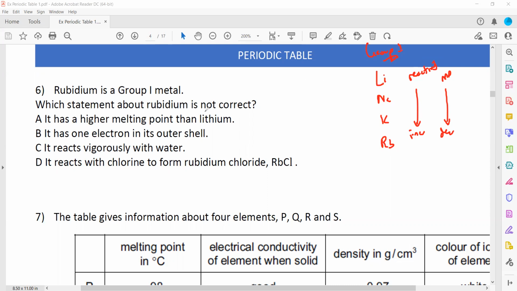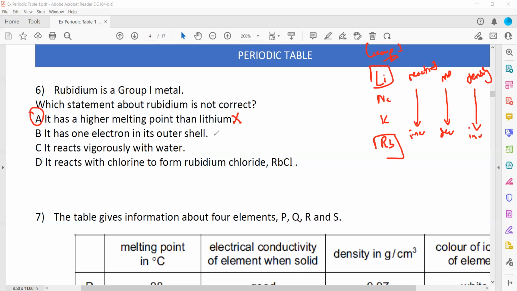When we check the options, which is not correct? It has a higher melting point. And about the density, density increases as we go down for all the groups. It has a higher melting point than lithium. Rubidium is below and lithium is above. So when we move from lithium to rubidium, the melting point decreases. But in the option, they're saying it has a high melting point. So A is not the correct statement, A is wrong.